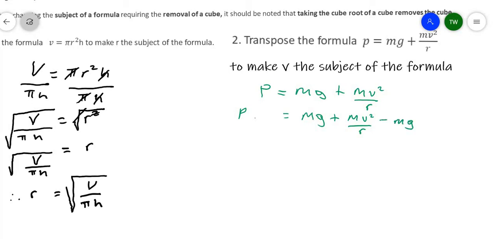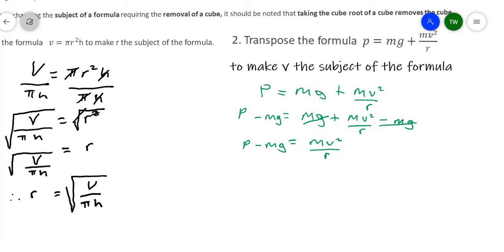We're going to subtract mg from this side as well. Now note here on the right, mg will cancel out minus mg. So what we're left with on the right hand side is just a fraction, which is mv squared all over r, going to equal p minus mg.